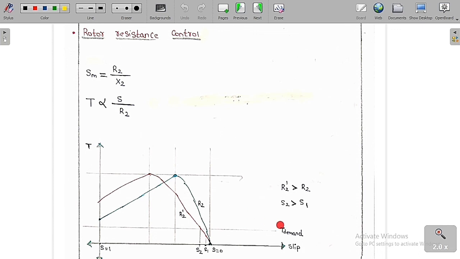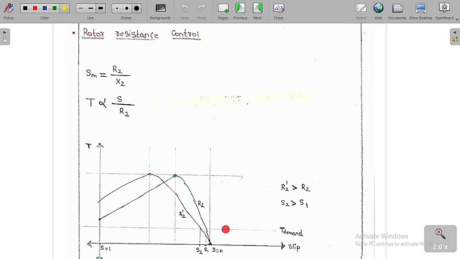Now here R2 dash is greater than R2. For R2 dash greater than R2, let me assume there is a constant torque demand. For R2, this is the operating point, and for R2 dash, this is the operating point. The first operating point slip is S1, the second operating point slip is S2. So whenever the rotor resistance increases, for constant torque demand, the slip increases.